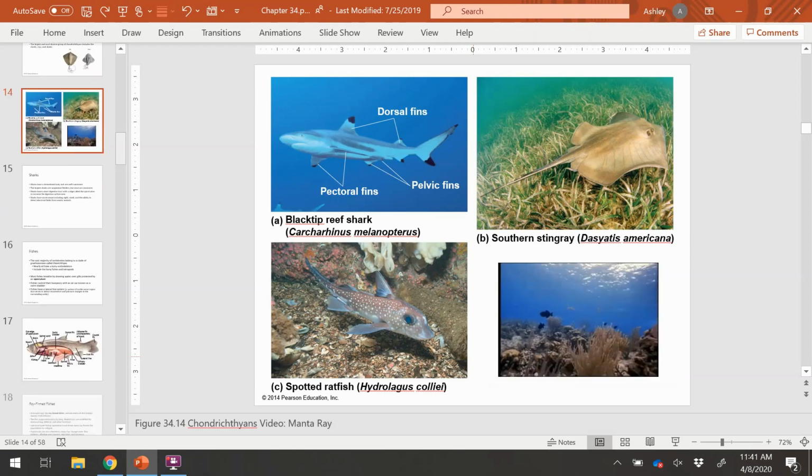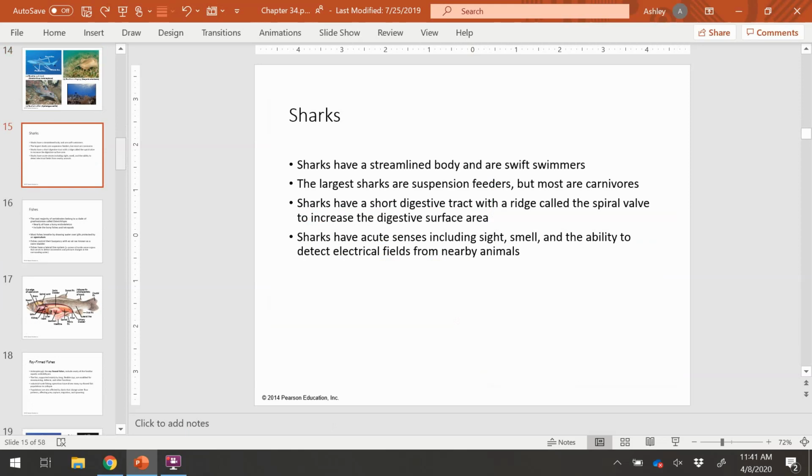But we have some more information about each group here, at least the sharks. So they are very swift swimmers. The largest ones are actually suspension feeders, but most are going to be carnivores, engulfing smaller fish and other marine life. They're known for having a short digestive tract, but really what they're famous for is their acute senses of sight, smell, to detect blood, and the ability to detect electrical fields from nearby animals. So while they may not have all the senses, they do have very elaborate senses in some ways.